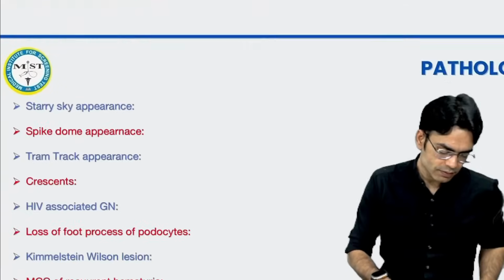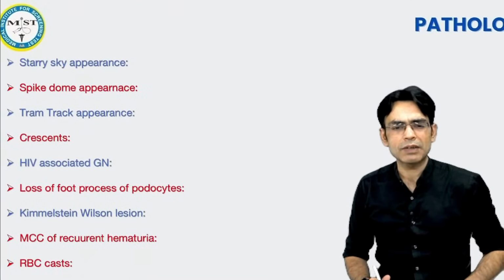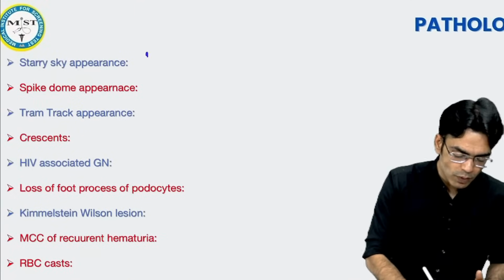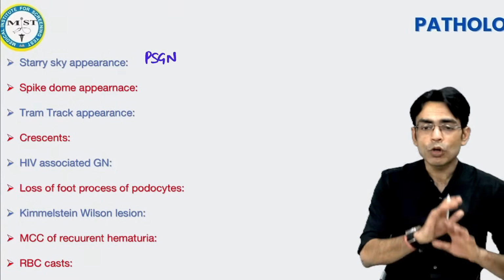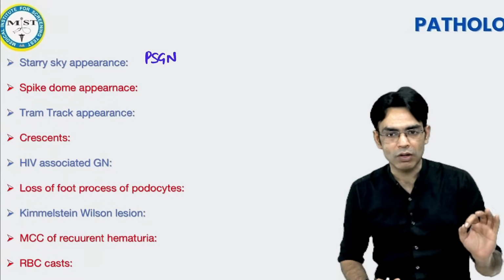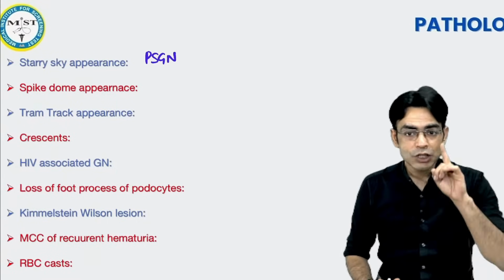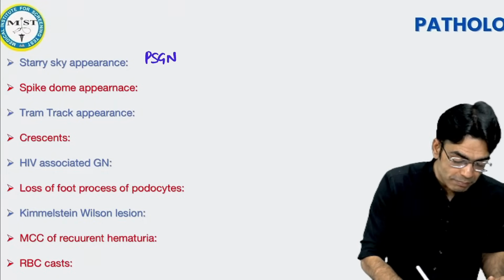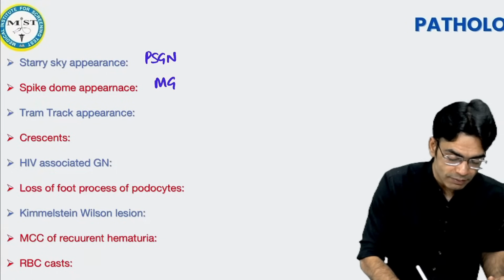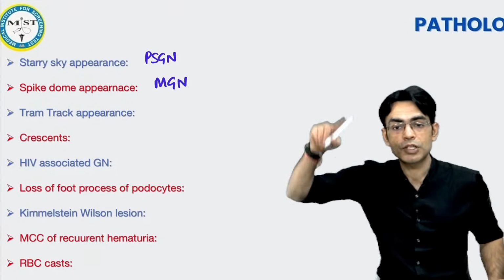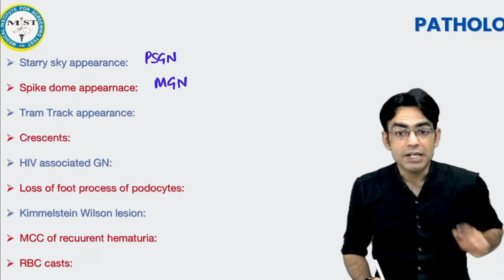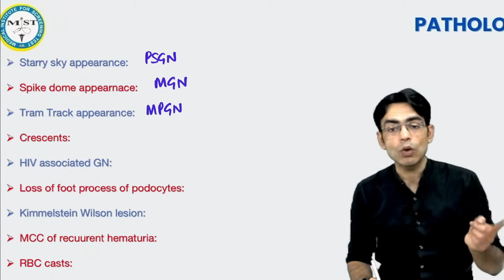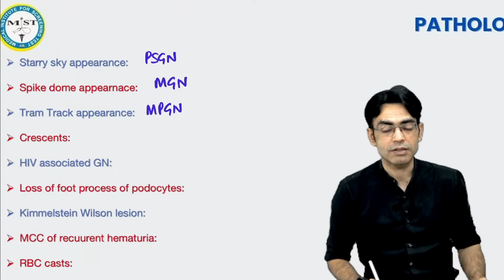Yes. चलो. ये बेटा फटाफट मैंने आपने याद किया हुआ होगा. Starry sky appearance, this is seen with PSGN. ये हम glomerulonephritis की बात कर रहे हैं. Only in glomerulonephritis. ठीक है? PSGN. Spike dome: when we are talking about spike dome, it is our membranous glomerulonephritis, MGN. Tram track, duplication: this is your MPGN, membranoproliferative glomerulonephritis.